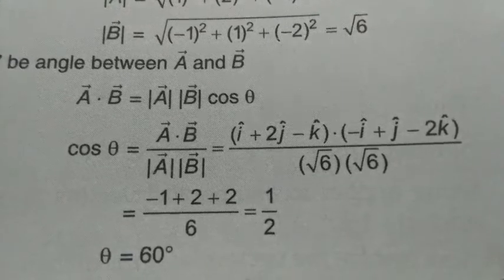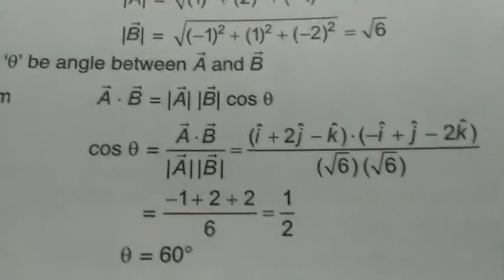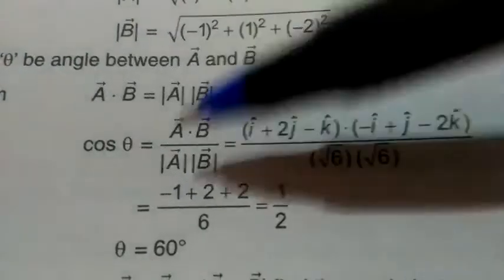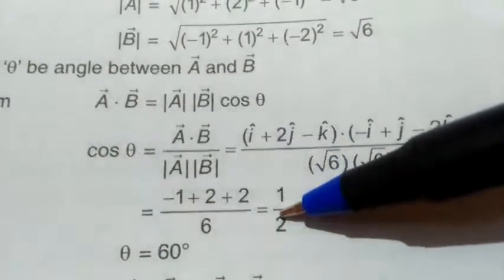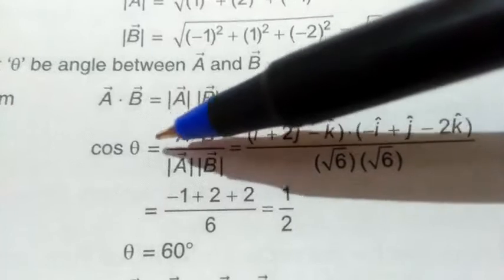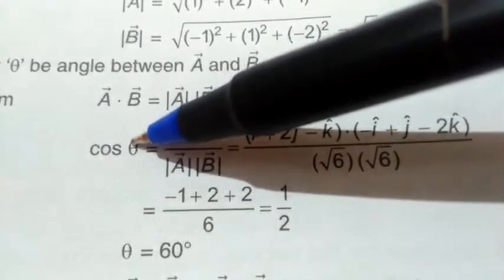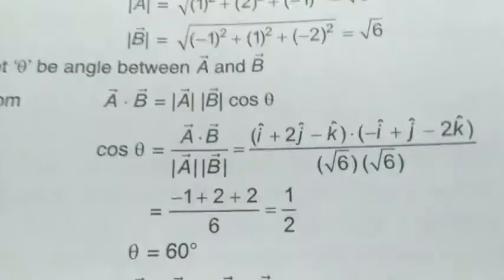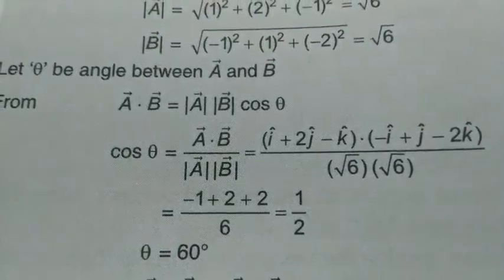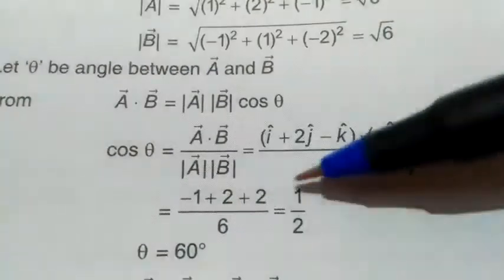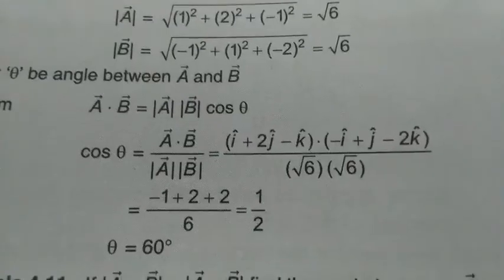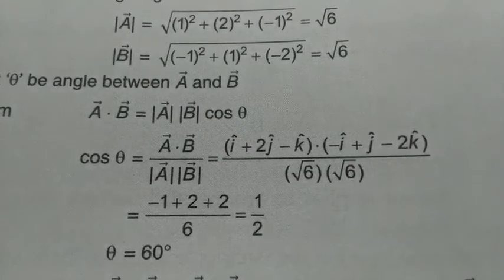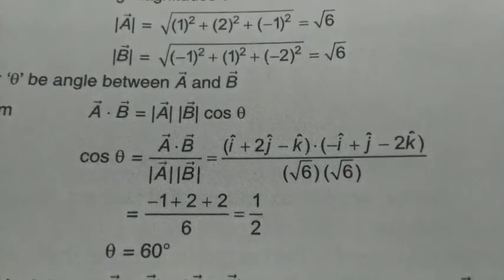3 upon 6 equals 1 upon 2. So here we are getting cos theta equals 1 upon 2. In the cos table, we get 1 upon 2 when theta equals 60 degree. So when cos theta equals 1 upon 2, the value of theta is 60 degree. So the angle between vector A and vector B is 60 degree.